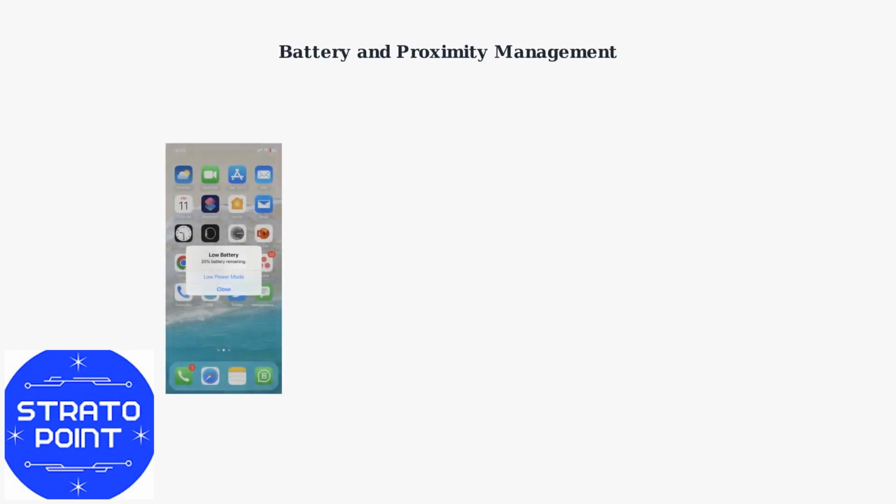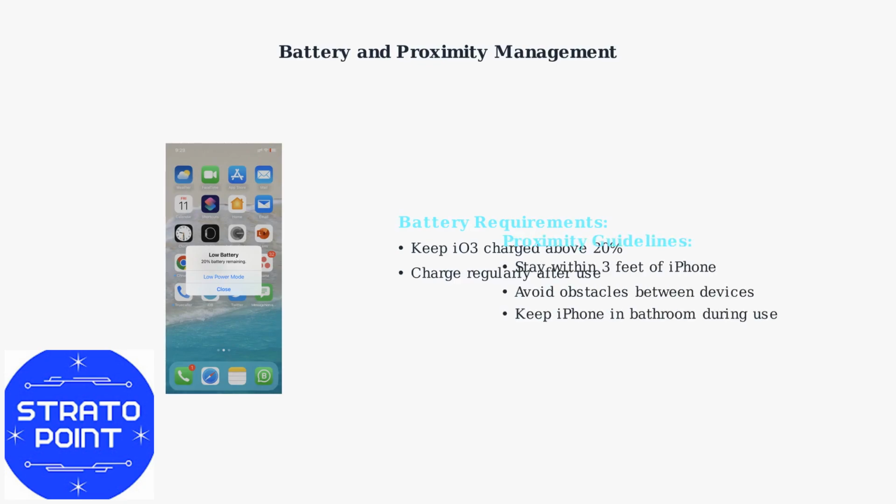Intermittent disconnections often occur when your toothbrush battery drops below 20% or when you move too far from your iPhone. Maintain your IO3 charge above 20% and stay within 3 feet during brushing sessions.